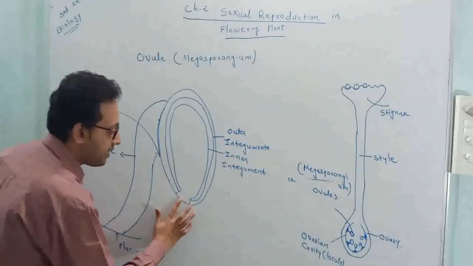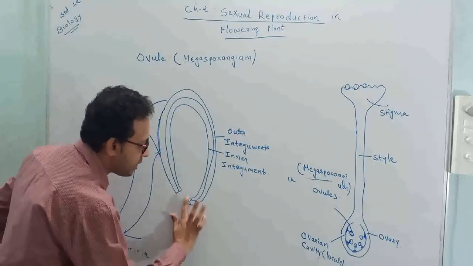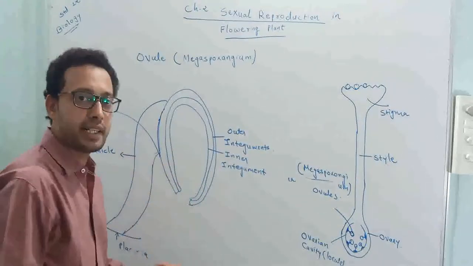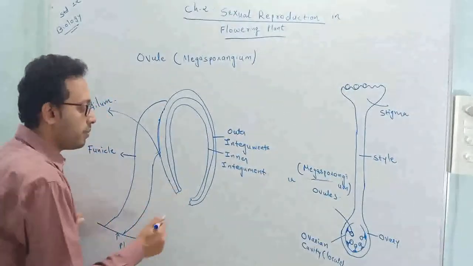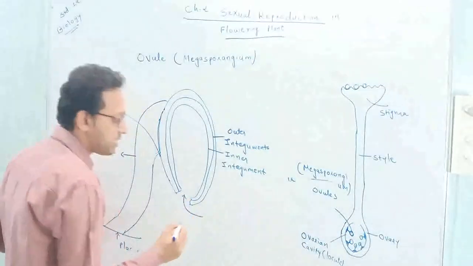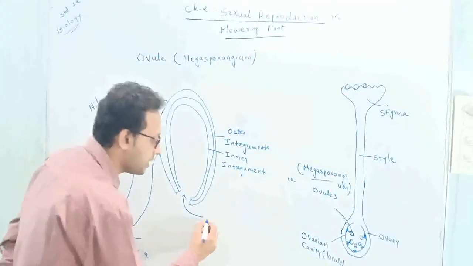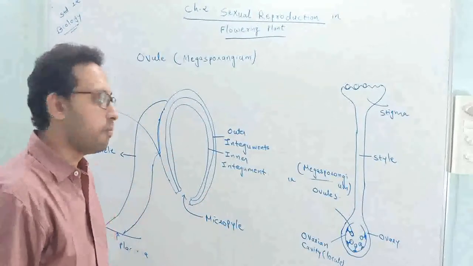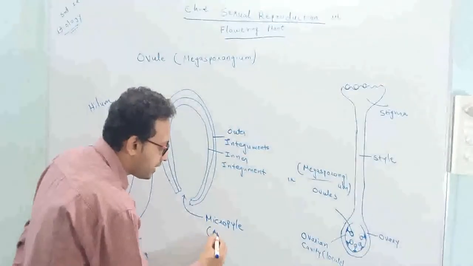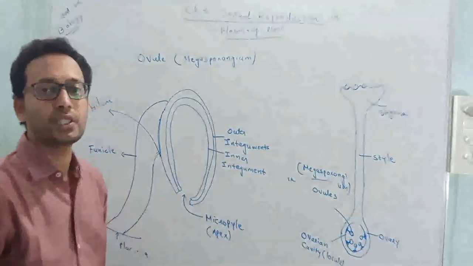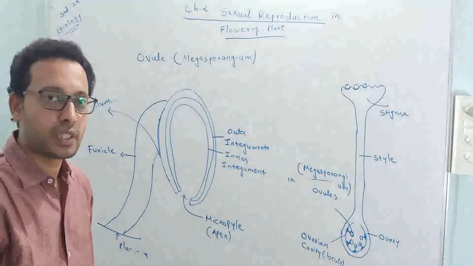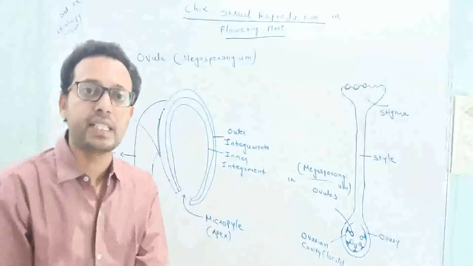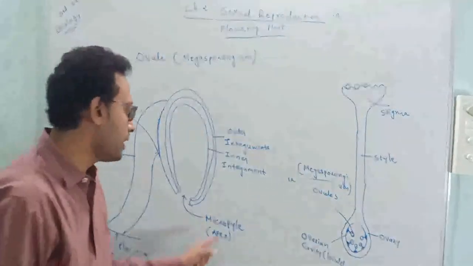At a certain part the integument is absent. See, this is a portion where the integument is absent. The covering is absent. Integument is the covering of an ovule. Where the integument is absent, a pore-like structure is formed, a hole-like structure. This is called micropyle. You can also call it the apex of the ovule. So what is a micropyle? Micropyle is a portion of the ovule where its covering, the integument, is absent. This is called micropyle.